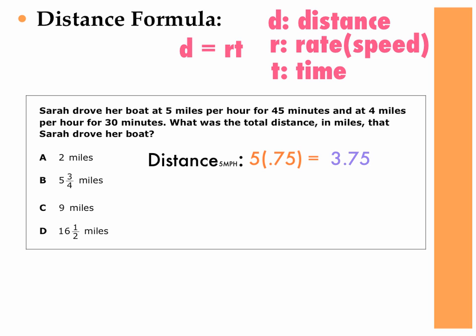Now, to find the distance at 4 miles per hour, I'm going to do a very similar thing. This time my rate would be 4, and my time is going to be 0.5 because 30 minutes is half of an hour. Well, 4 times 0.5 is 2. Now I'm going to take those distances, 3.75 and 2, and I'm going to add them together. When I add them together, 3.75 plus 2 is going to be 5.75. 0.75 is the same as 3/4, so my answer is B.